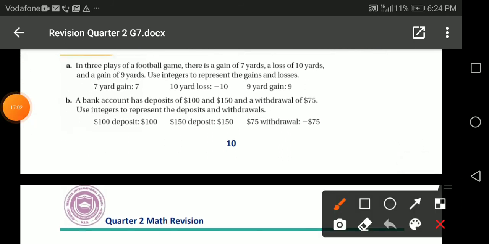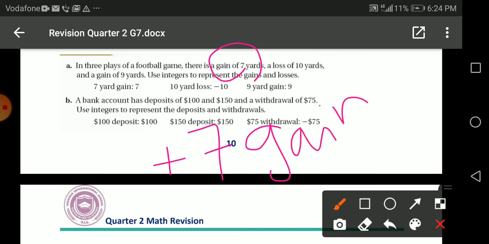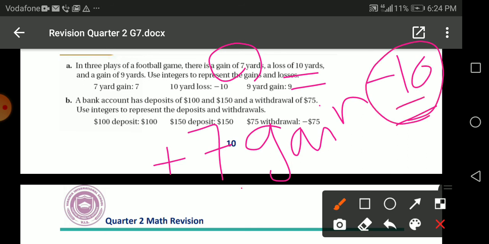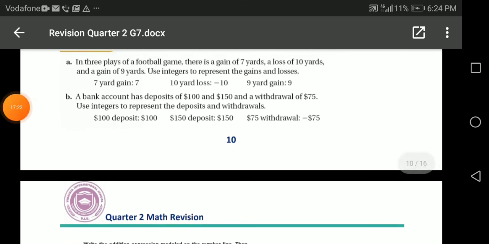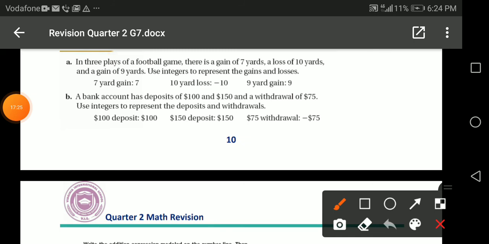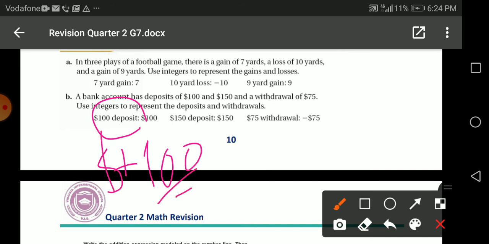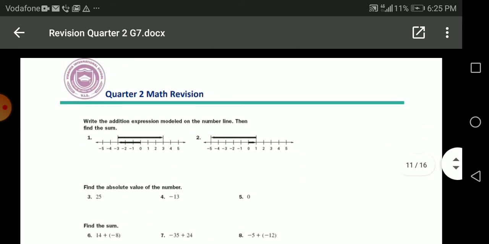So in 3 plays of a football game, there is a gain. When I say a gain of, it means positive. Gain means positive. So we have here positive 7. Loss of 10. Loss means what? Negative 10. Gain positive, loss negative. This is important: gains are positive and losses are negative. If I say deposit, I'm going to have positive 100. Deposit, positive. This is withdrawal, to take money from your account, so your account will lose. So you got here negative 75 for withdrawals.